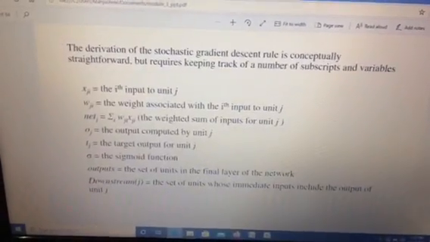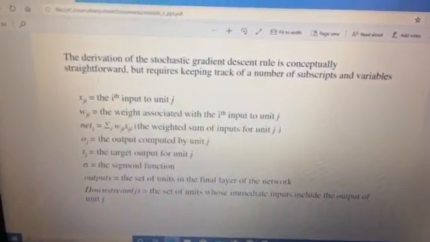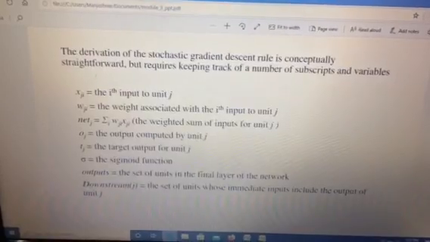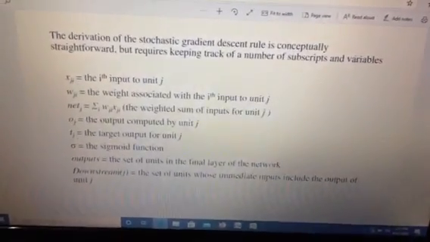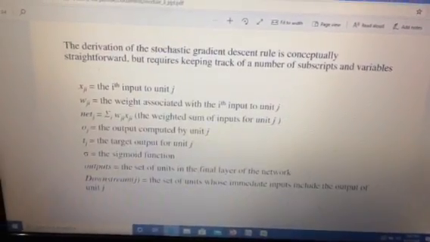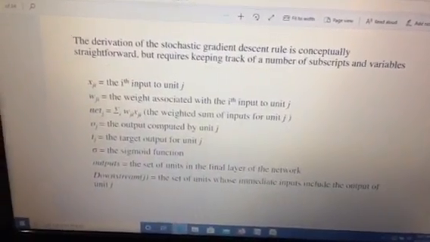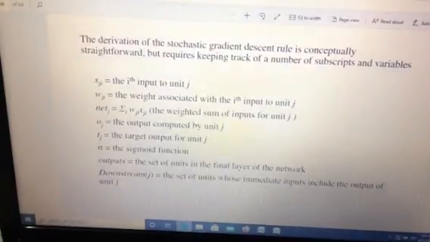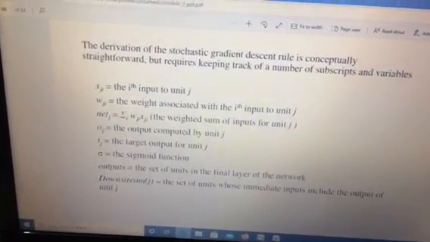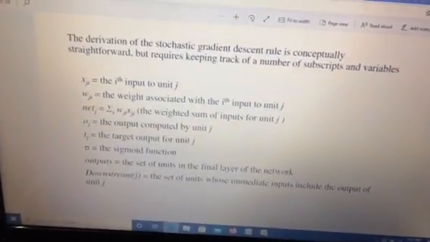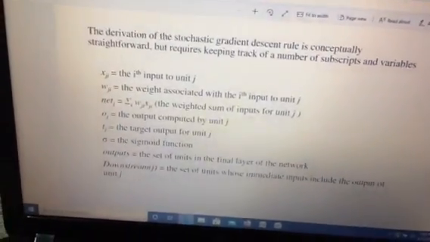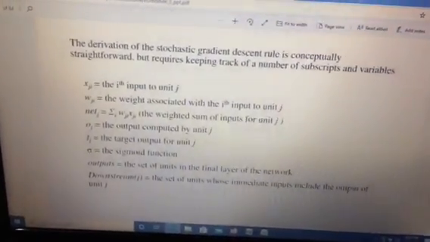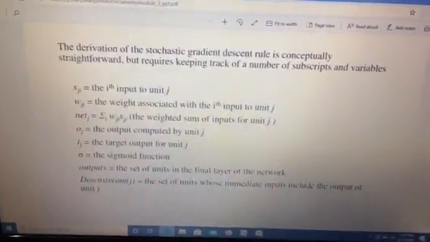Downstream of j is nothing but the set of units whose immediate inputs include the output of unit j. Whenever we use backpropagation, we are going downstream, that is, we are going from the output layer to the hidden layer j. So that is nothing but the downstream of j. Downstream of j is used whenever we are using backtracking or backpropagation.